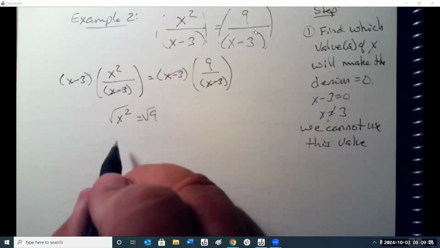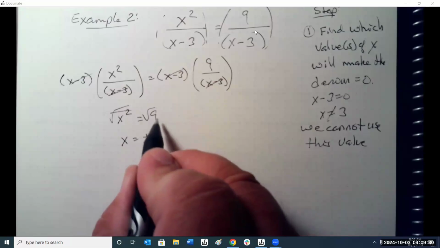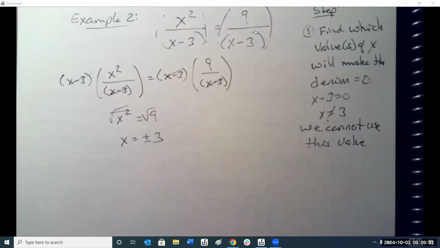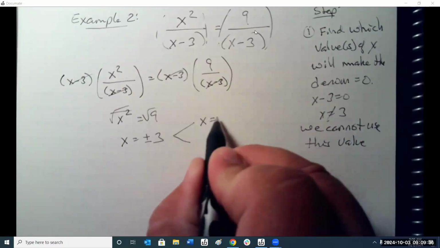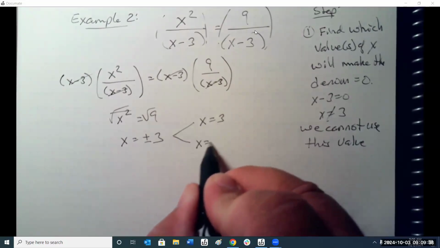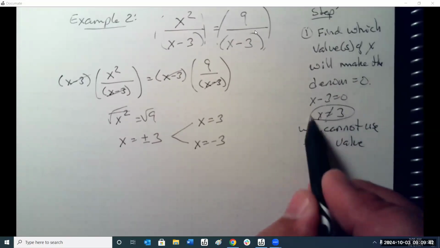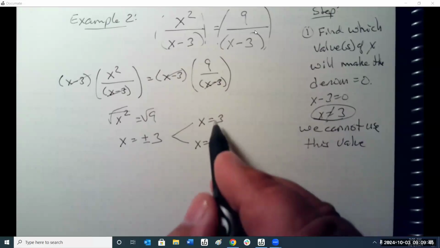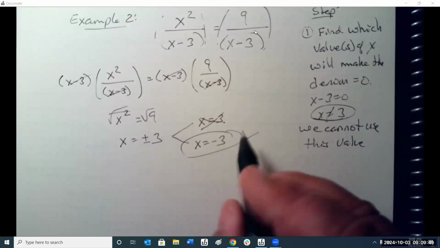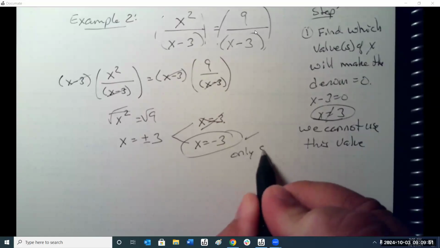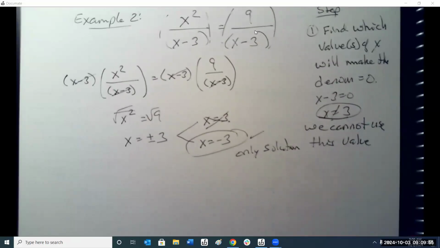Square root both sides. We have plus or minus on this side. Square root of 9 is 3. So we have two possibilities: x equals 3 and x equals negative 3. Well, here we learned that we cannot use 3. So we cannot use this one. So this is our only solution, because we cannot use positive 3.